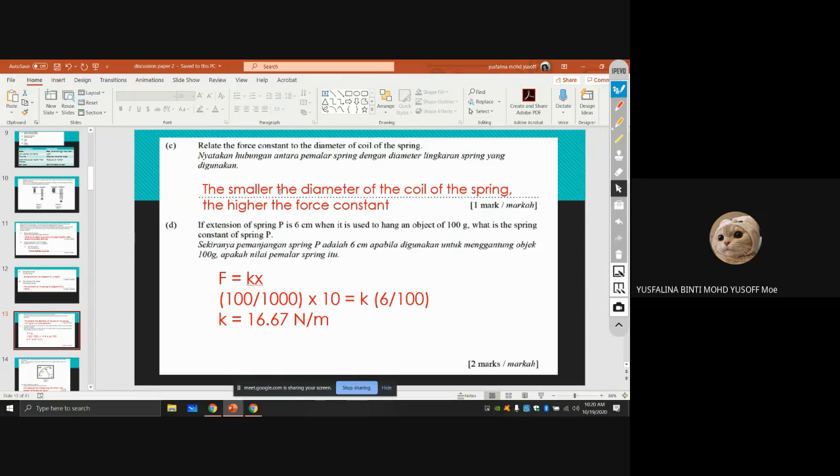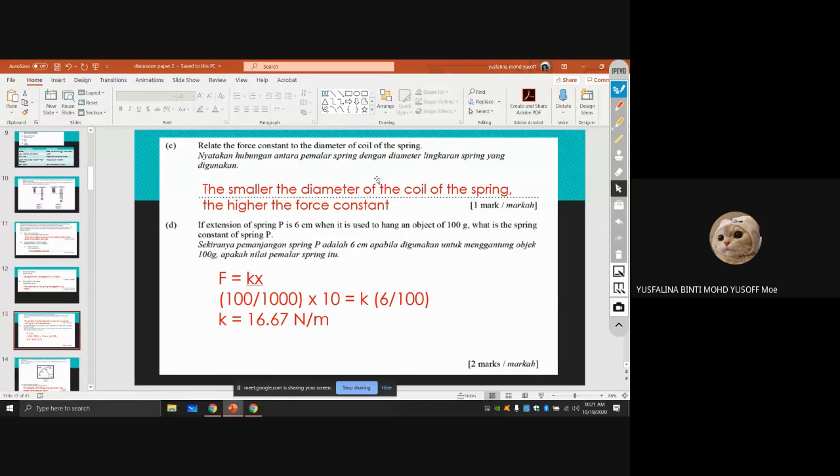The smaller the diameter of the coil of the spring, the higher the force constant. Oh, actually this one is the spring constant. The smaller the diameter of the coil of the spring, the higher the spring constant. So you have to remember the factors that affect the spring constant, right? First one is the length of the spring. The shorter the length of the spring, the higher the spring constant, so it will be stiffer. And then the next one is the diameter of the coil, right? The smaller the diameter of the coil, the higher the spring constant, so the spring will become more stiff.